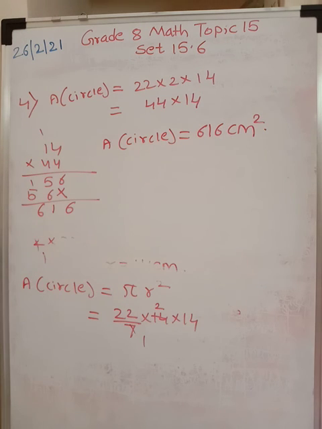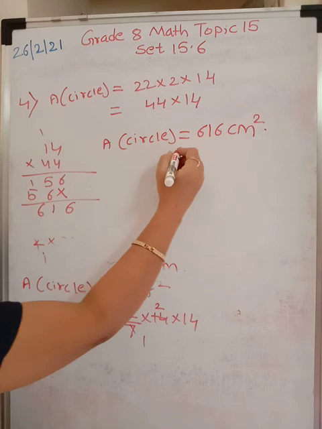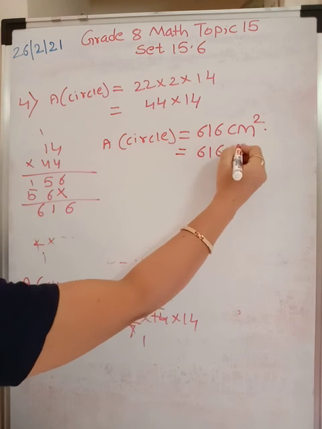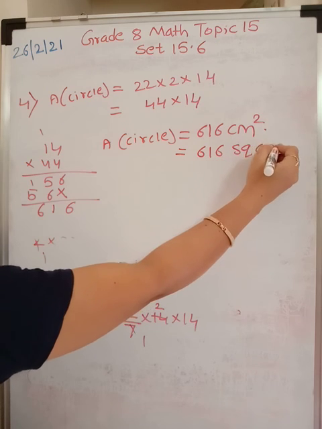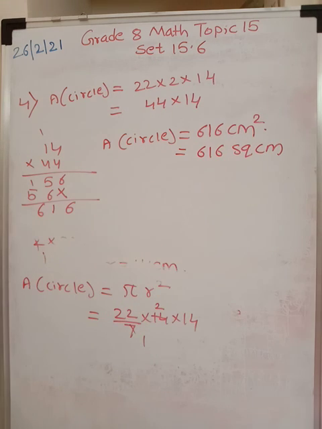Area is always in centimeters square, square units. Circumference is always only in centimeters or meters. Only units are written. Is this clear? And I would like to tell you one more thing again. This is the same as square centimeter or centimeter square. Both are the same. Either you write centimeter square or square centimeter.